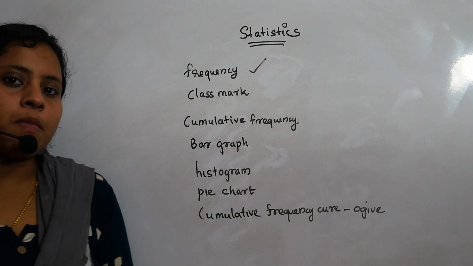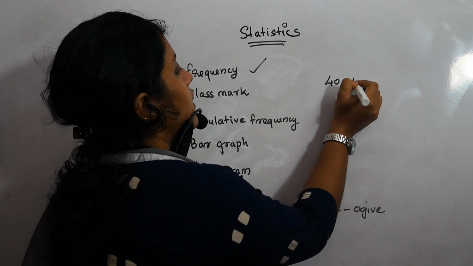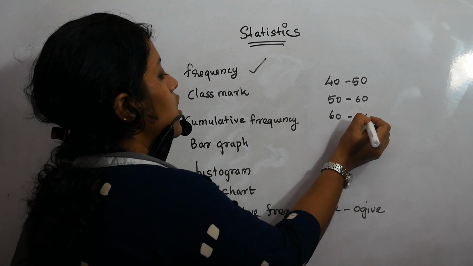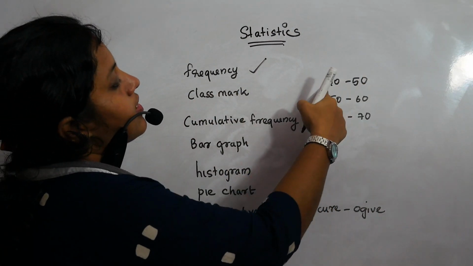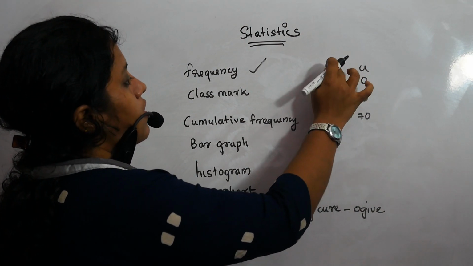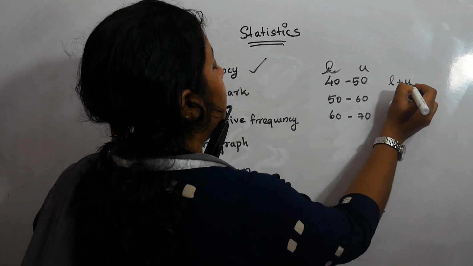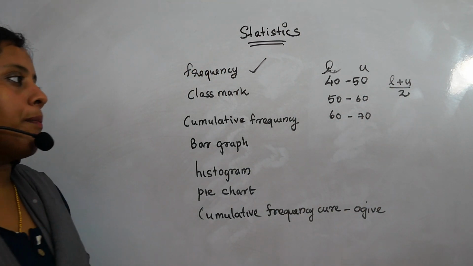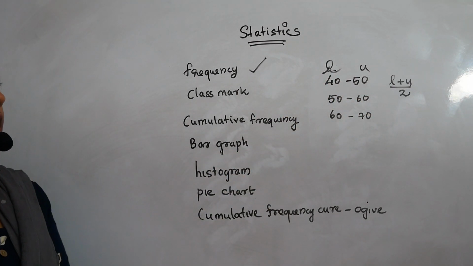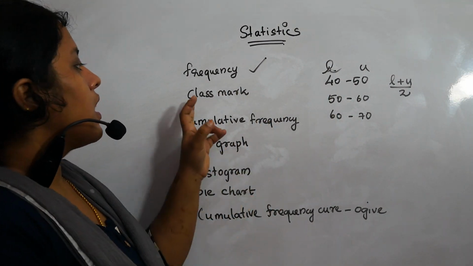Next is, what is class mark? Suppose we are defining a class from 40 to 50, another class is 50 to 60, another class is 60 to 70. So this is the lower limit, this is the upper limit. Then the class mark is lower limit plus upper limit by 2. So in this case, 40 plus 50 by 2, that is 45, is the class mark.